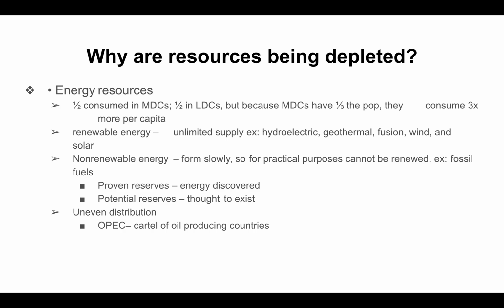There's proven reserves, meaning we know they exist, that they've been discovered and they're usable currently. And there's potential reserves. There's the possibility of using them as non-renewable energy. There's uneven distribution of non-renewable energy because OPEC is a cartel of oil-producing countries. They control a lot of the movement of oil globally.